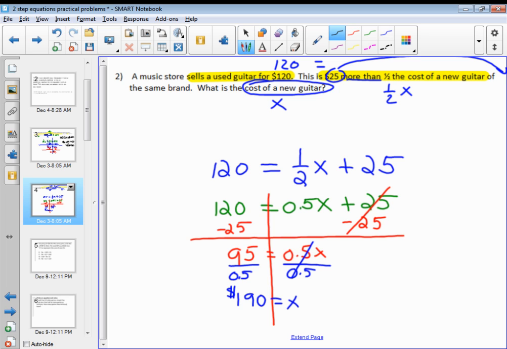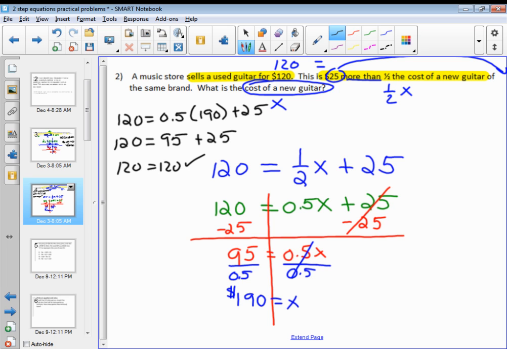Once you get your answer, though, still plug it back into your original equation to check. So 120 equals 0.5 times 190 plus 25. Well, 0.5 times 190 is 95, plus my 25, which gives me 120. So 120 equals 120, so my answer works. Once you have this copied, flip to the back of your page, and we're going to go over 2 more examples before we move on.